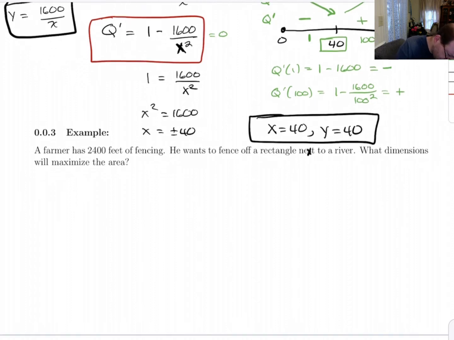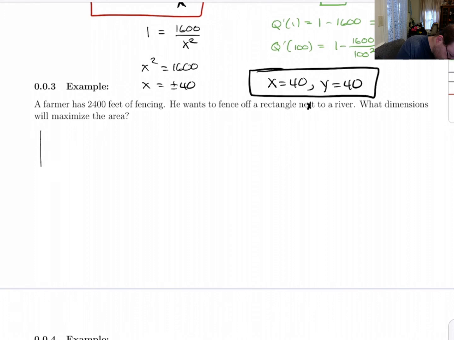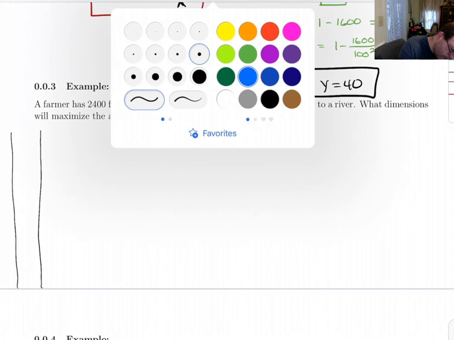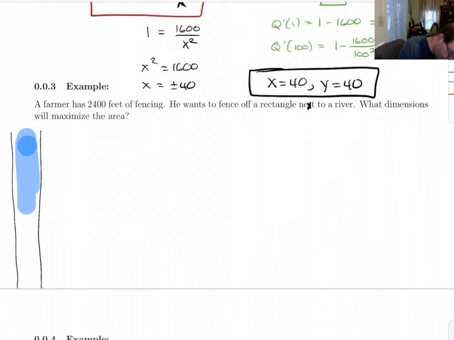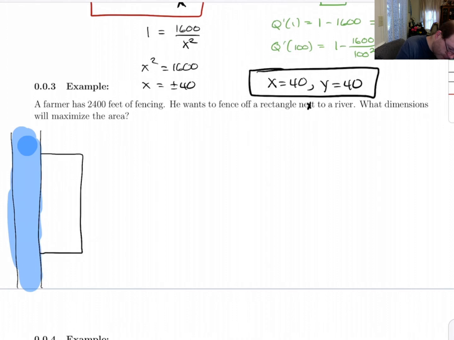You might have seen these kind of problems when you took pre-calculus. And if you did those, you used a formula for the vertex. In this case, let's see, here's the river. And we're going to fence off an area like this. So here's our picture. I'm going to call this length x and this length x. And this length over here is going to be 2,400 minus 2x. Because basically you use x feet of fence here, x feet of fence here, and whatever's left is going to be 2,400 minus 2x.